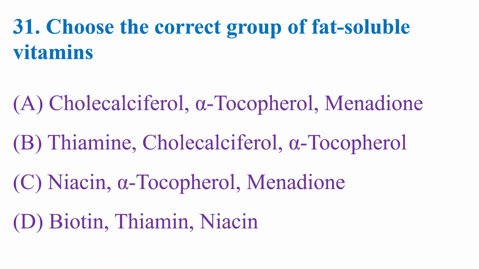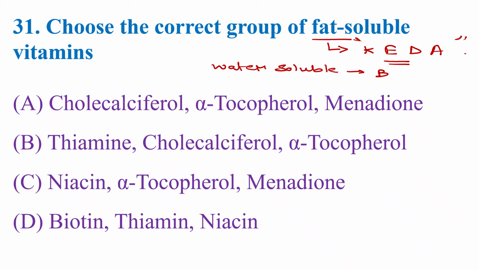The correct group of fat-soluble vitamins. So we know what all are fat-soluble vitamins: vitamin K, vitamin E, vitamin D and vitamin A. The best way to memorize is by the word KEDA, insect. Whereas water soluble vitamins are vitamin B, meaning B complex, and vitamin C.